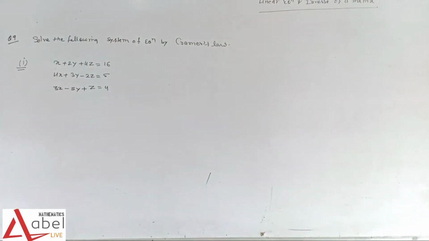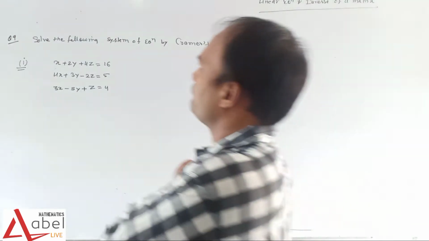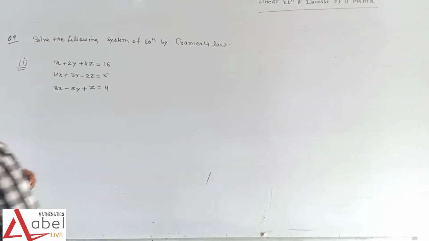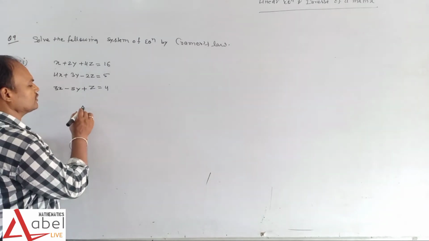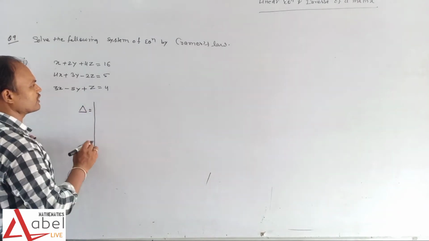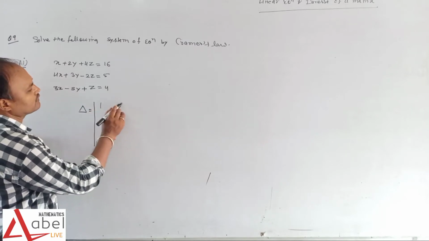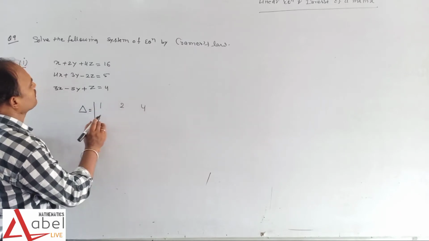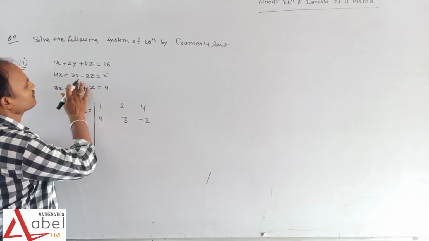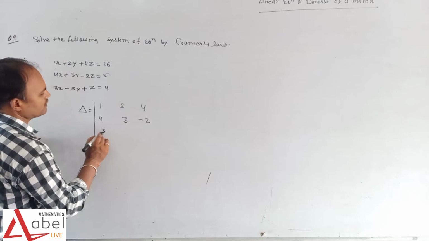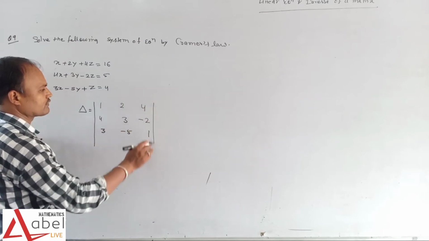So we know very well what Cramer's law is and how we can solve questions using it. So let's see how we can solve. We have already solved this type of question in a previous video. So firstly, when we are going to solve this, we have to find the value of delta. So delta is 1, 2, 4, 4, 3, minus 2, 3, minus 5, and 1.